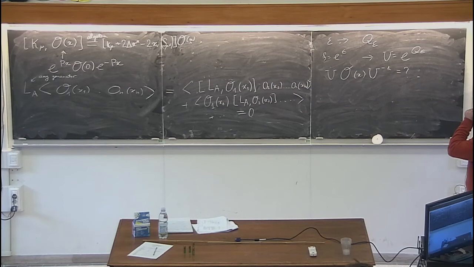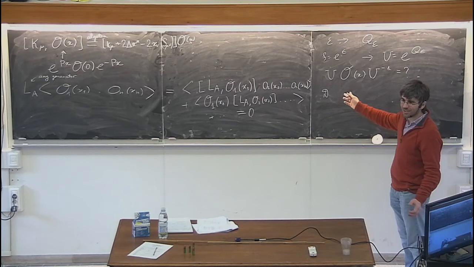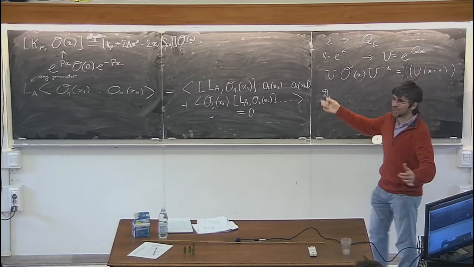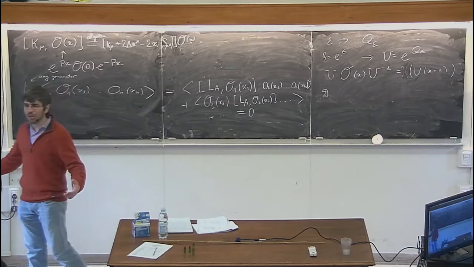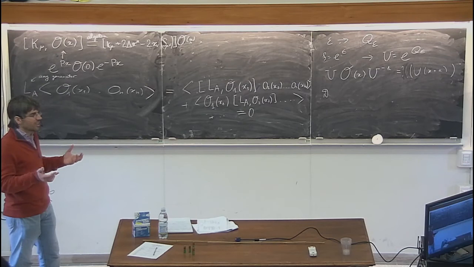So I already gave you one example. For translations, we know the answer. For translations, this is just u of x plus a, right? It's trivial. For Lorentz transformations, it's also trivial. For dilatations, I gave you the answer. So the only non-trivial question is what's the answer for special conformal transformations, and whether we can find some formula which nicely encapsulates all transformation properties under all of this conformal group. And such a formula exists, so let me write it down for you.